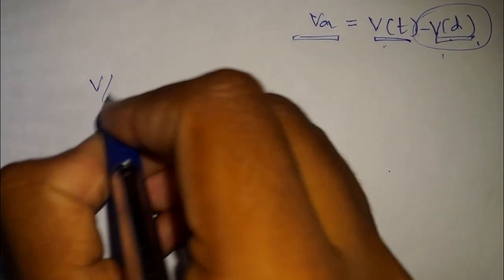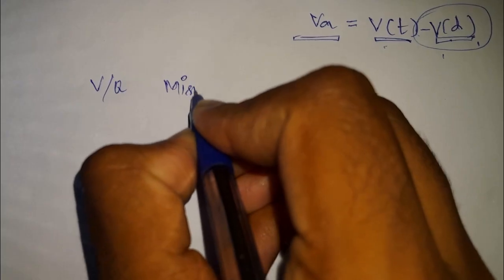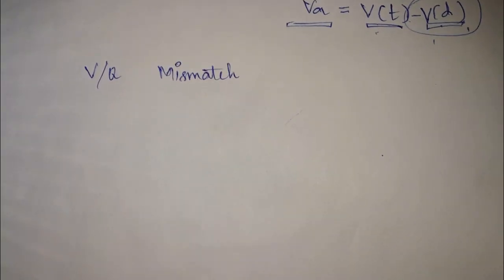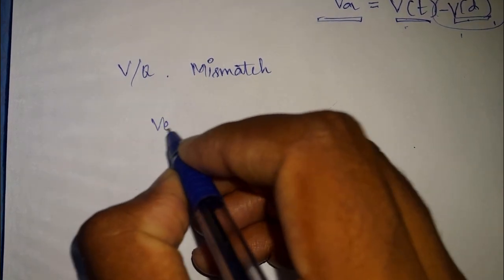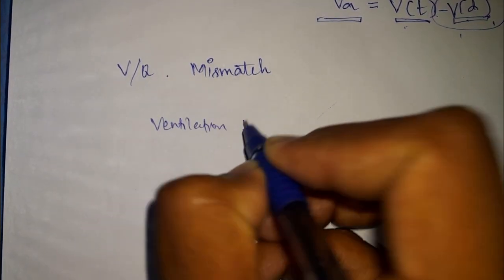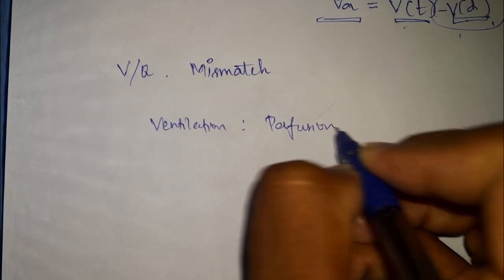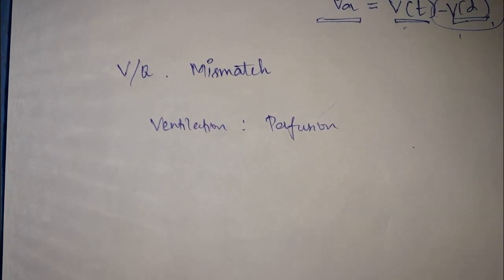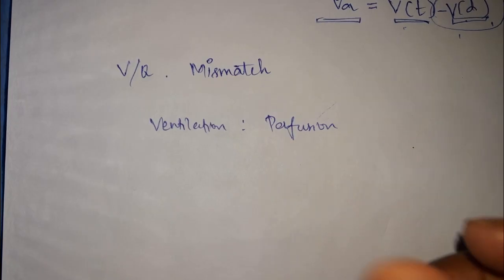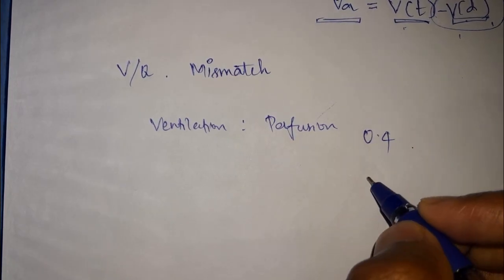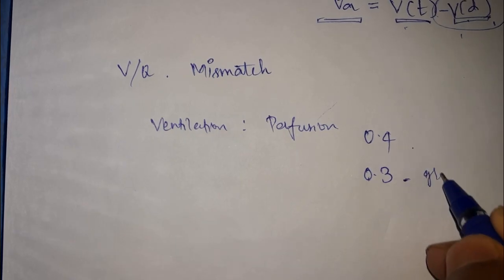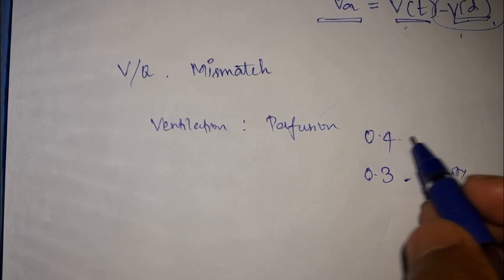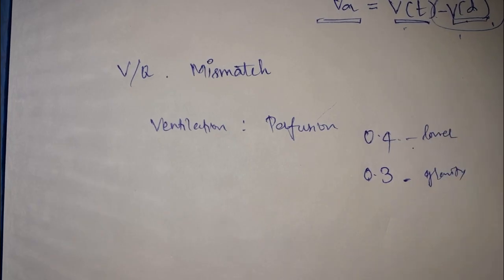Okay, let's come to the VQ mismatch. So what is V/Q? It is a ratio between the amount of ventilation and the amount of perfusion. So that is the VQ. The VQ ratio in the lower lung zone is 0.4 and in the upper lung zone 0.3. It is because of gravity. In the lower side there is more perfusion, so the ventilation to perfusion ratio differs.